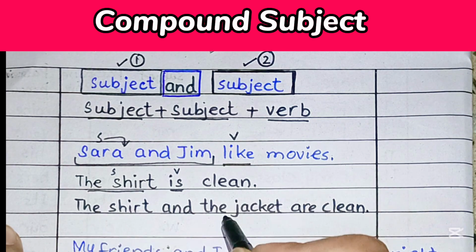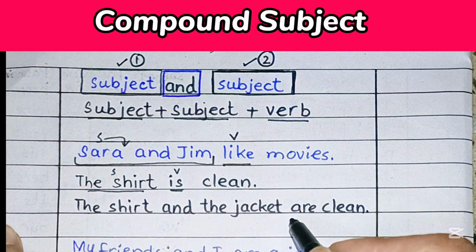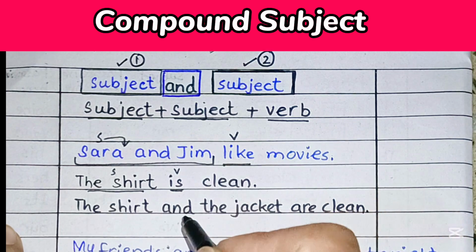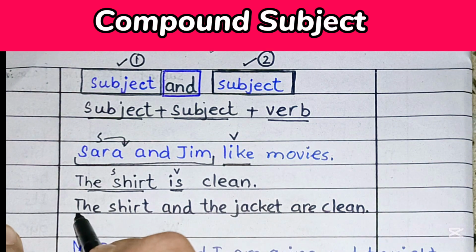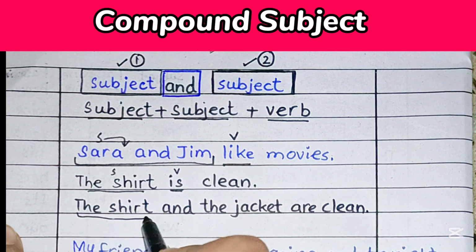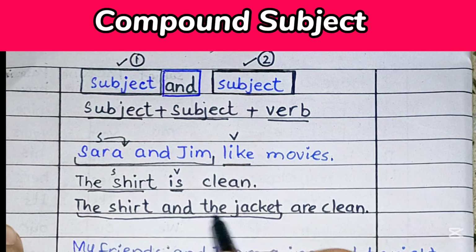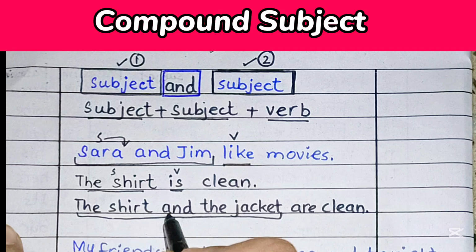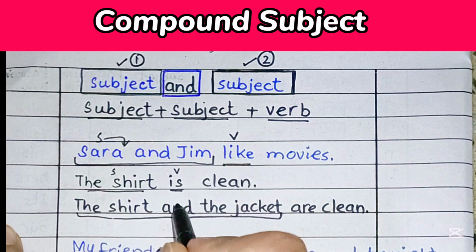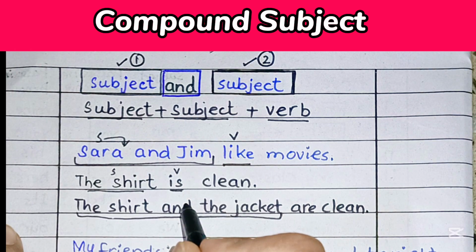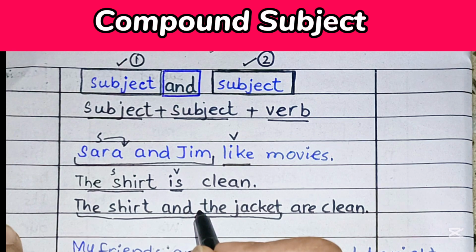The shirt and the jacket are clean. I have added another noun to make it a compound subject, that is, now this is the shirt and the jacket. Two subjects connected together with a conjunction and make a compound subject.